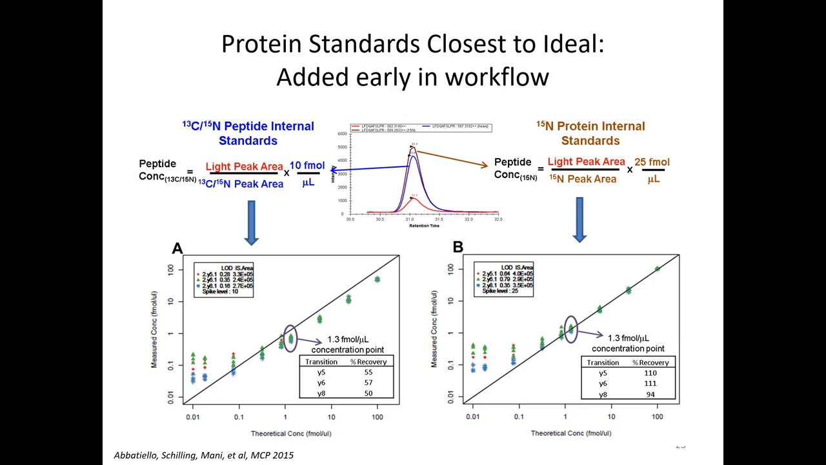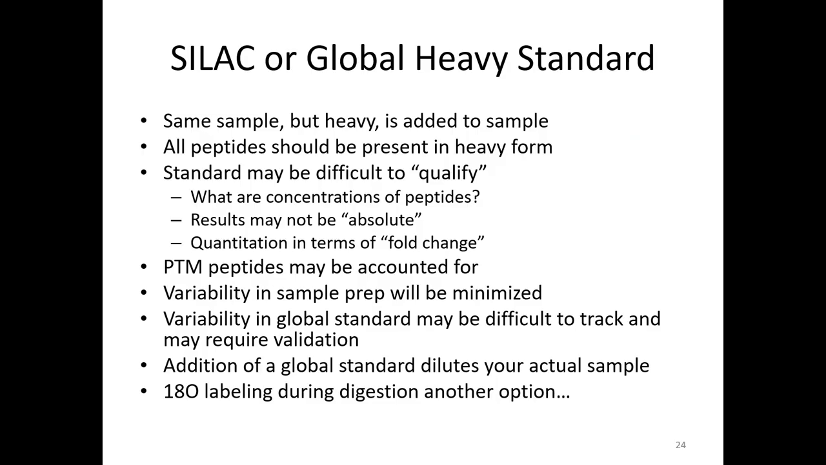Again, one step closer to quantitative accuracy, but still not there yet. How many people do SILAC labeling? A couple, all right. So SILAC or a global heavy standard is something you can work with. This provides you heavy signal for all of the stuff in your sample. This can be beneficial if you're not really doing particular targets, but you're doing global screening to see what changes are occurring. And then, as I mentioned before, there's this O18 labeling during digestion, another option if you cannot grow your cells in culture and do SILAC labeling.